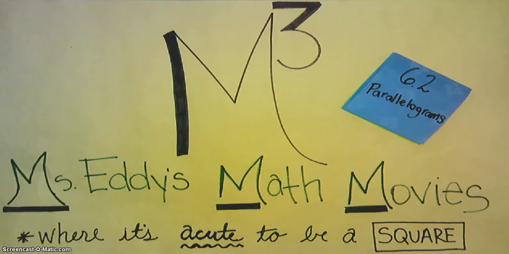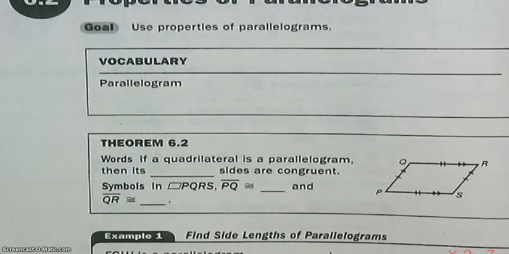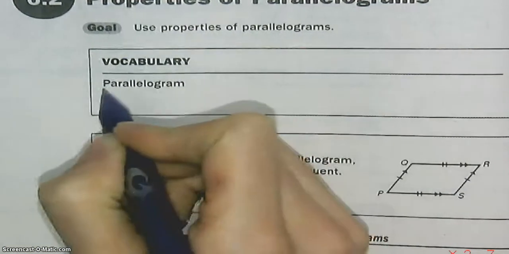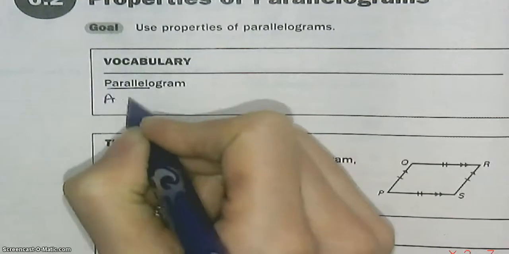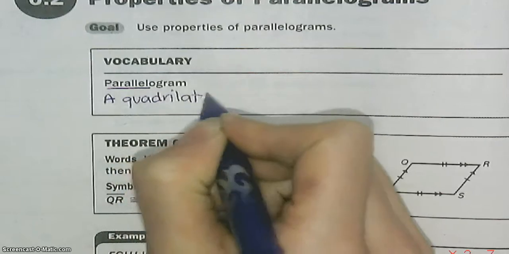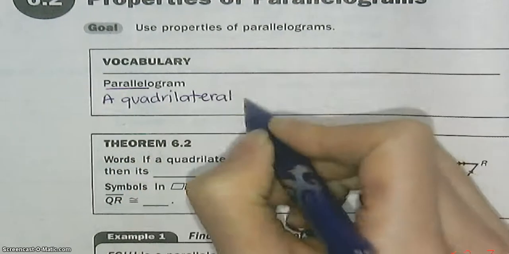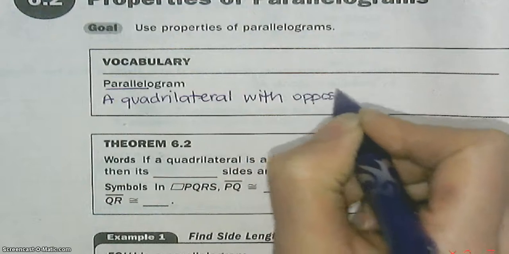Today's lesson is 6.2 Parallelograms. By the end of the lesson, you'll be able to use properties of parallelograms. First, we're going to define parallelogram. It's a lot like what it sounds like. You see the word parallel in there. So a parallelogram is a quadrilateral. You remember that means four sides. A quadrilateral with opposite sides parallel.